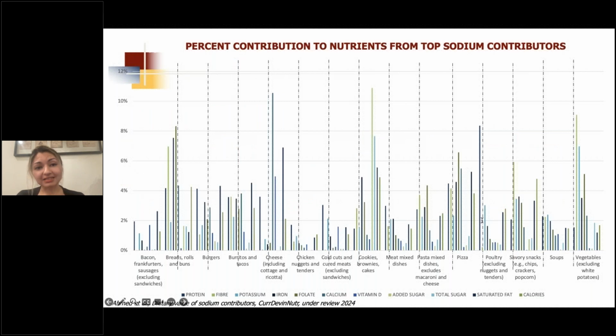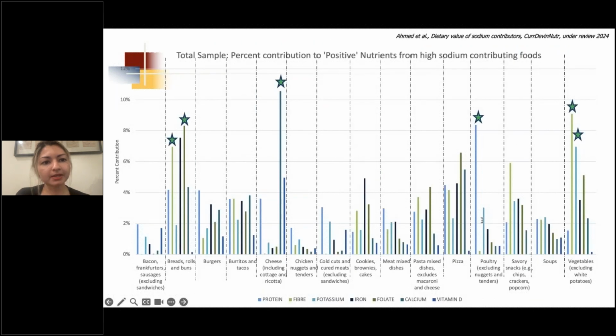Now, at first glance, this data is very heavy. There's a lot going on this slide, but taken together, what we saw was the major dietary sources of sodium are contributing to dietary intakes of nutrients of public health concern, of course, with considerable variation by food sources, as well as by those subgroup analysis. So I'm gonna now take this slide and break it down a little bit more for you so you can really understand the message behind this.